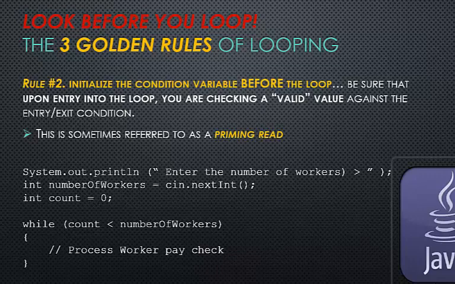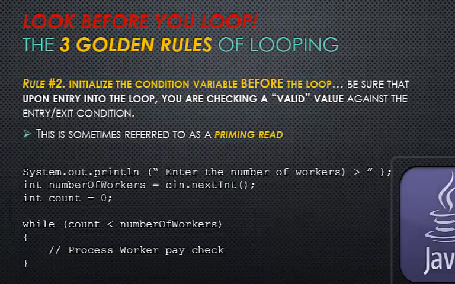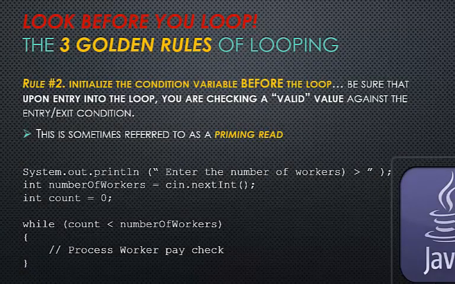Now when we check, is count less than numberOfWorkers, the first time we encounter the loop, we know that that will be true, and we will process the workers' paychecks. And we will do this until the count becomes equal to the number of workers.